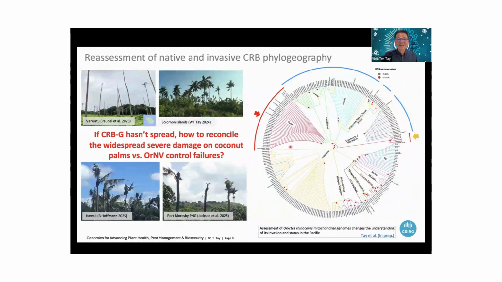So now, if we consider that the Guam population hasn't spread, how do we actually reconcile the observed severe damage of coconut palms with the supposed failure to control using the virus? I think that boils down to the fact that many of these countries were told that they have the Guam population, or the Guam genotype, and that these are resistant to the virus, and therefore introduction of the virus is probably not going to work, and they should be trying something else.